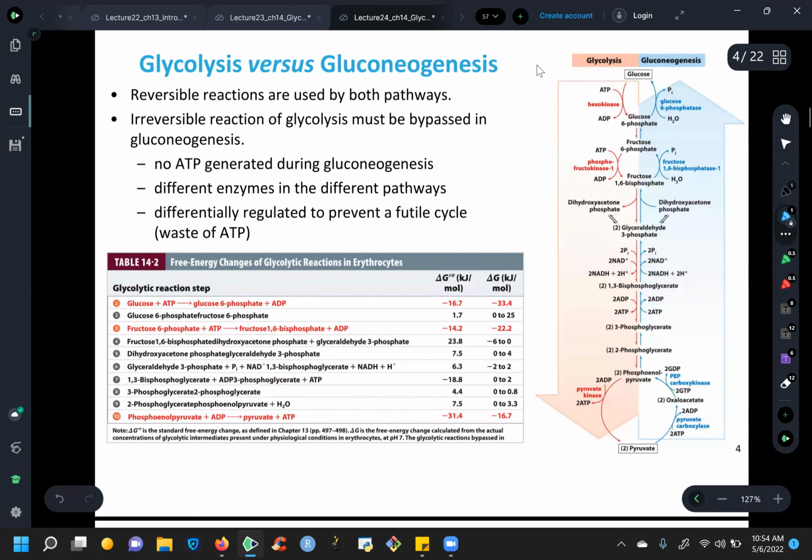Glycolysis versus gluconeogenesis. Reversible reactions are used by both pathways. Out of the 10 reactions from glycolysis, 7 of those are used in both pathways, glycolysis and gluconeogenesis. But 3 of them are irreversible in glycolysis, so those have to be bypassed using different enzymes in gluconeogenesis. There's no ATP generated during gluconeogenesis, because this process costs energy. Different enzymes in the different pathways are differentially regulated to prevent a futile cycle.